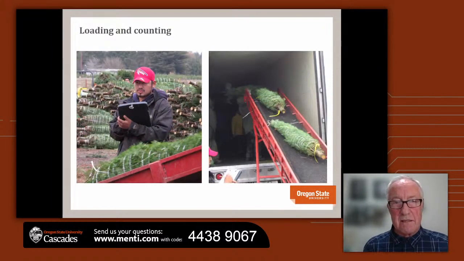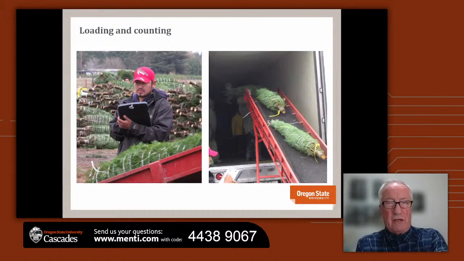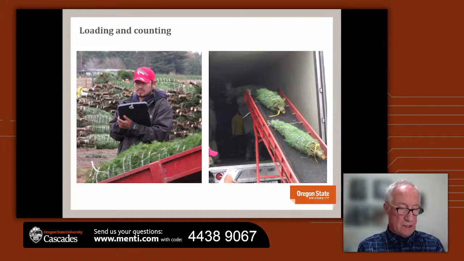Loading and counting is next, and usually the big trees go on the bottom of the trucks and the lighter trees on the top. You've probably seen some trucks going down the highway. They'll have somewhere between 600 and 700 trees loaded in a semi truck. California is our biggest market, so there'll be a lot of trees going down the next few weeks to California.